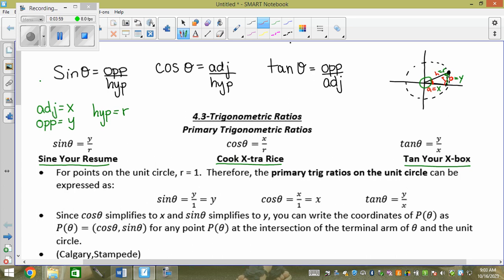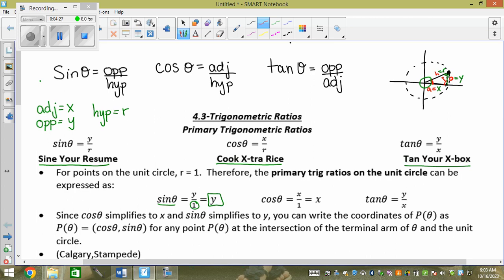For points on the unit circle, the radius is 1, right? So if we look at points anywhere else that aren't on the unit circle, our radius, we'd have to find it. But on the unit circle, our radius is 1. That's why sine is the y value on your unit circle. Because on your unit circle, we'd have sine your resume, right? Well, resume or radius is 1. So that's why the sine is just the y value of your unit circle.